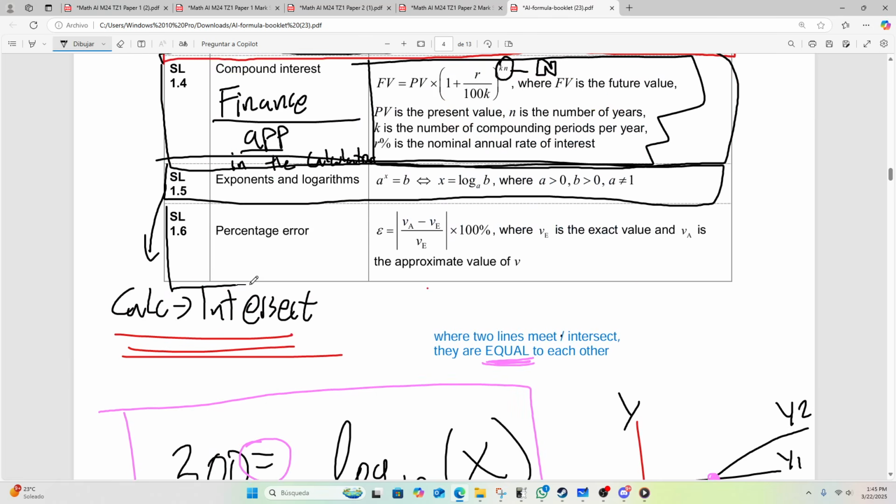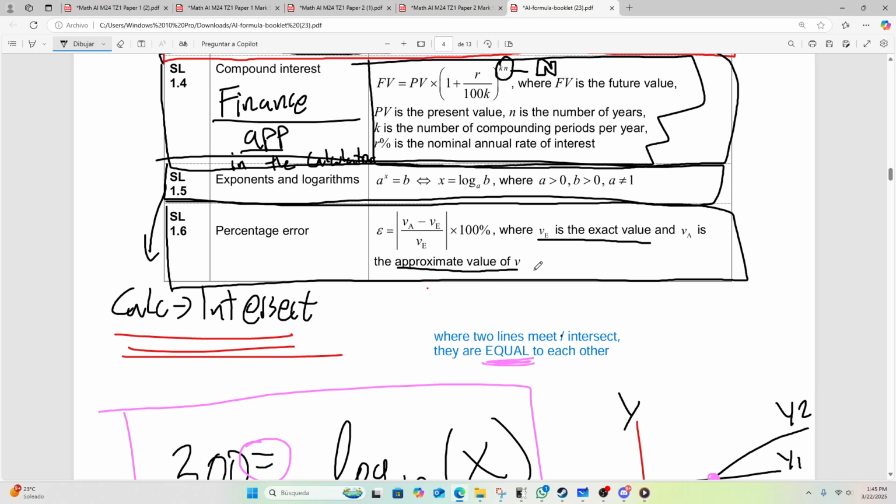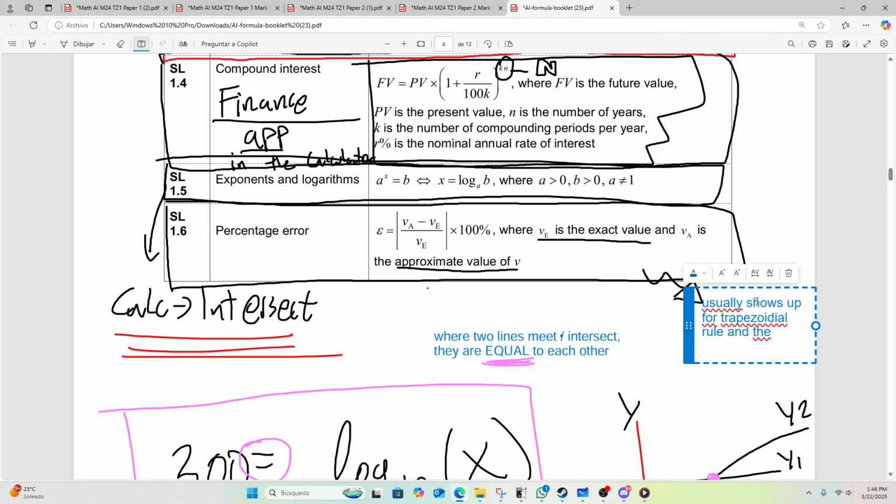The last thing we need to face is percentage error. This one is also fairly simple, fairly straightforward. You just have to have very clear what is the exact value and what is the approximate value. And so really for percentage error, as long as you establish which is which, you're good to go. What's the tip or trick I can give in respect to this? In my experience, this usually shows up for trapezoidal rule and the integrals.